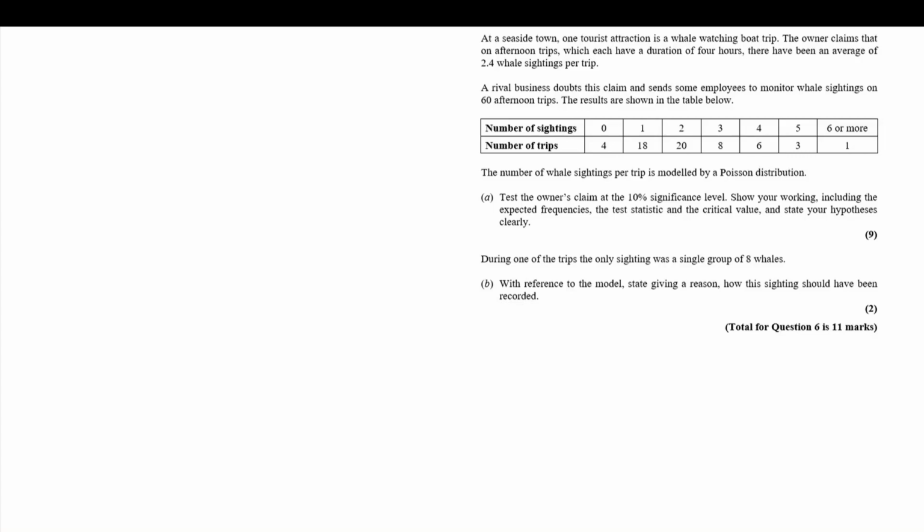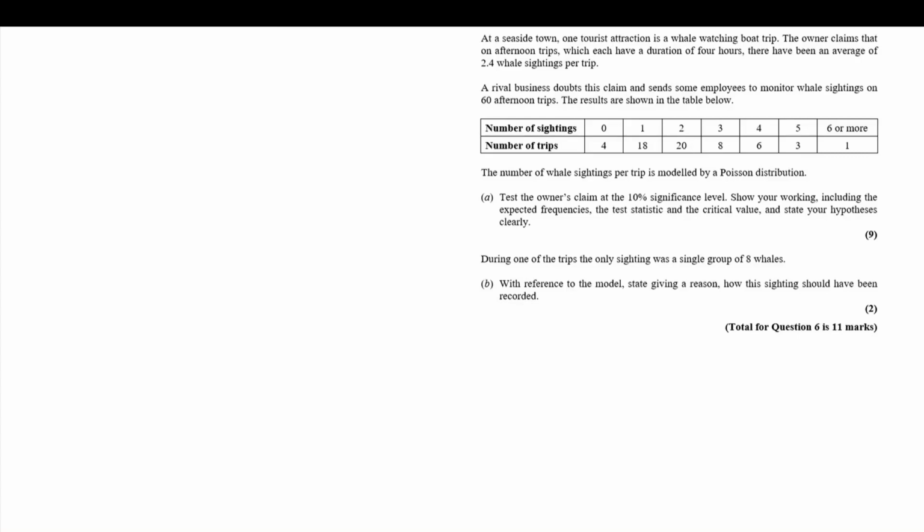So we've got some data for the number of sightings and the number of trips. The number of whale sightings per trip is modeled by a Poisson distribution. The first thing we're asked to do is to test the owner's claim at the 10% significance level and to show our working, including the expected frequencies, the test statistic, and the critical value, and state your hypotheses clearly. Okay, so let's make a start.